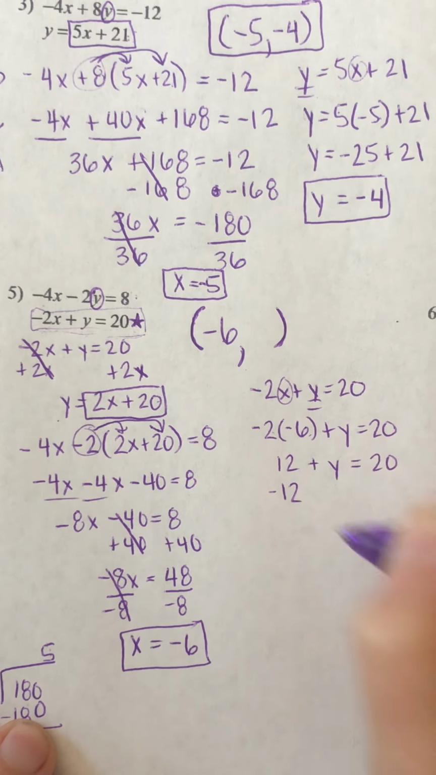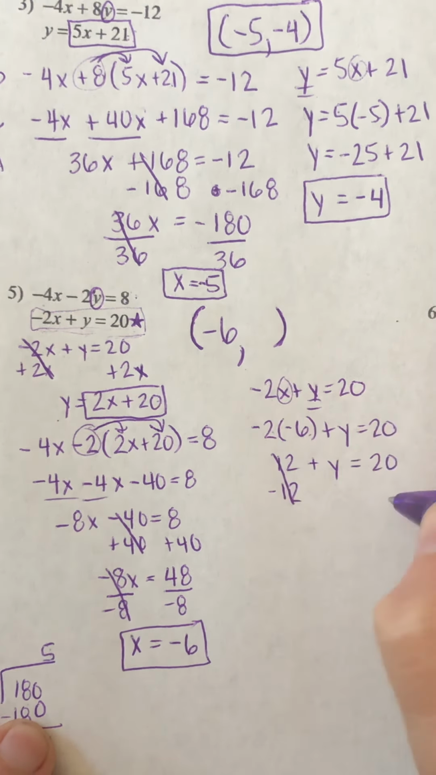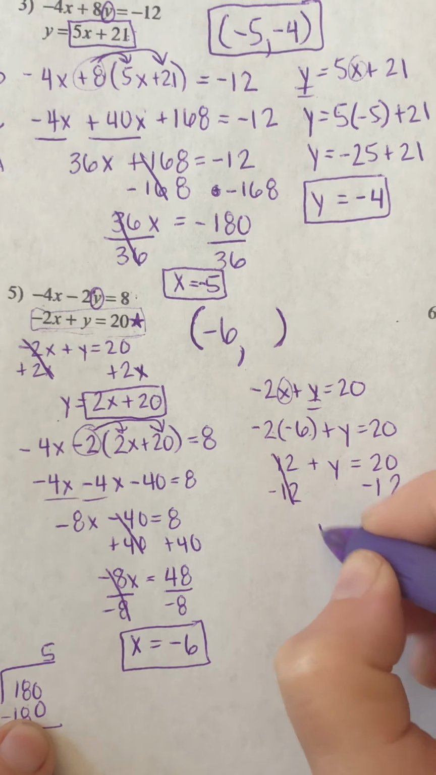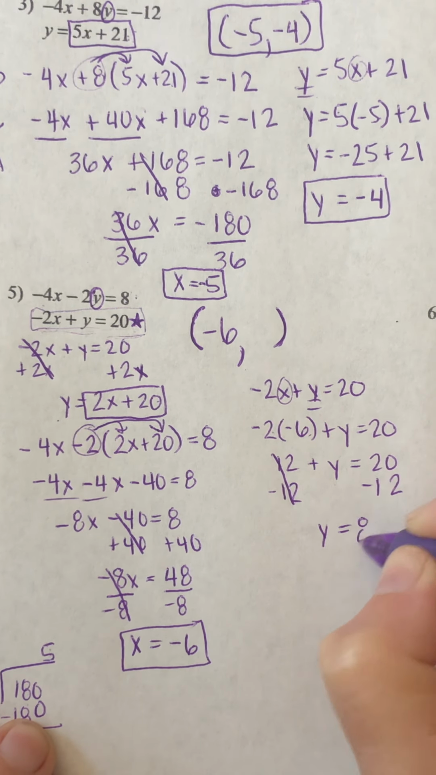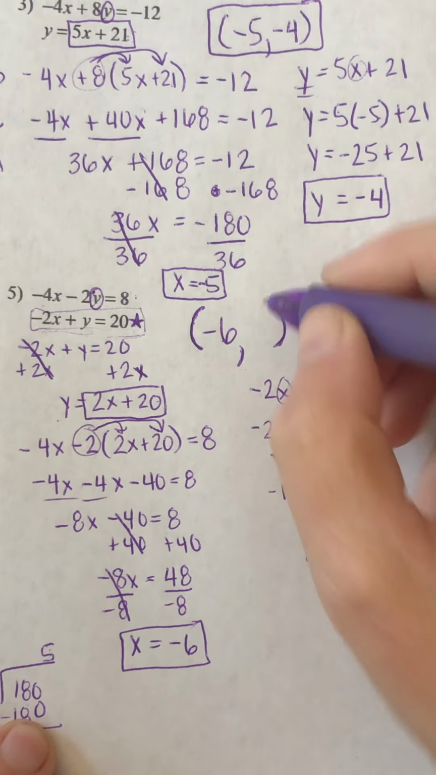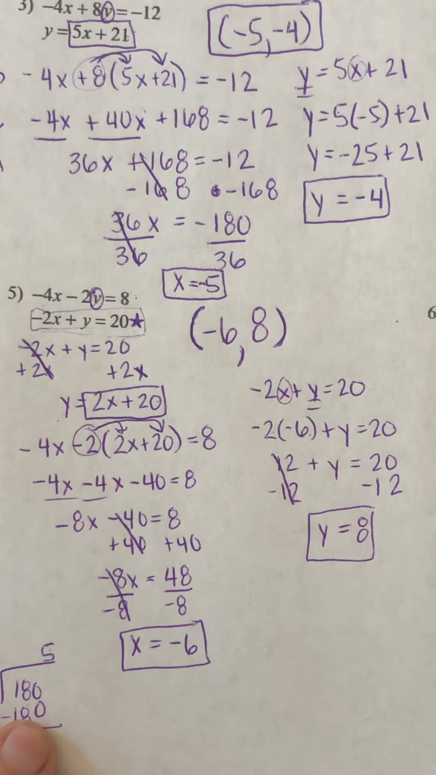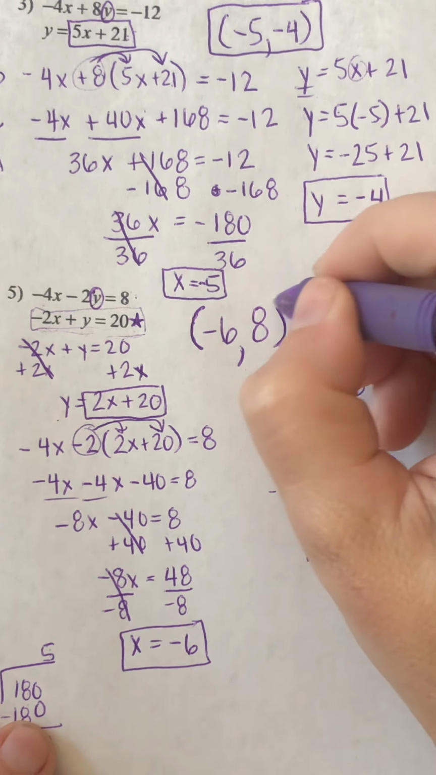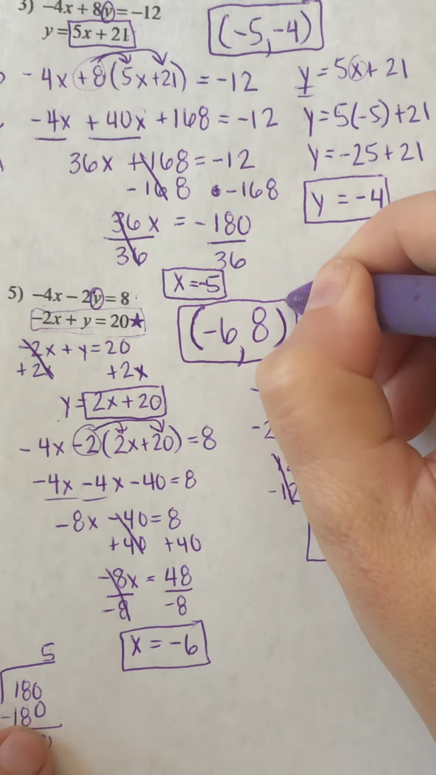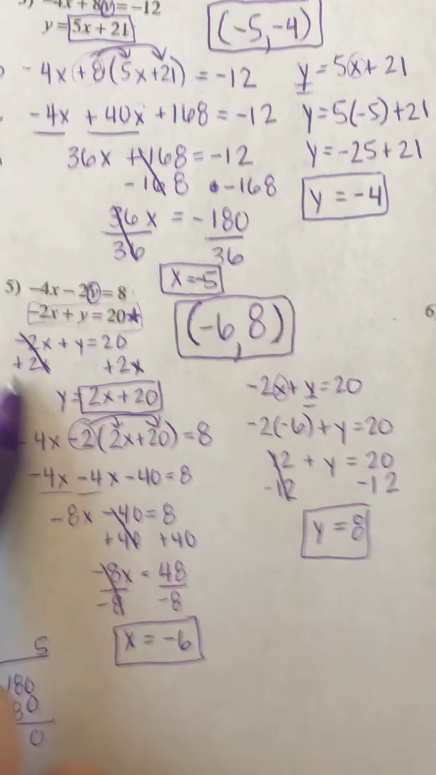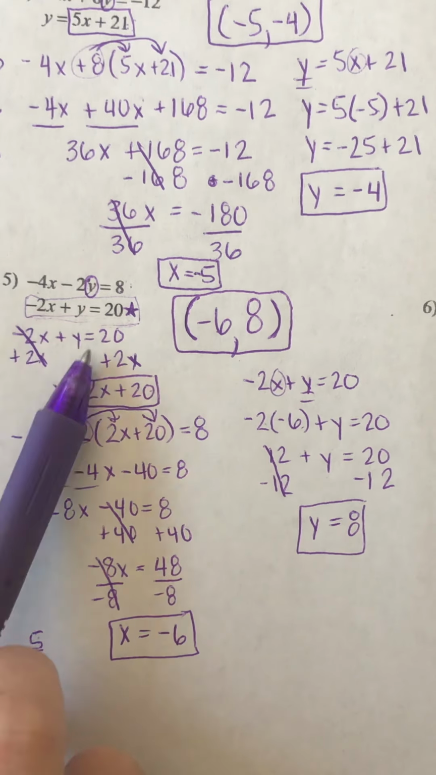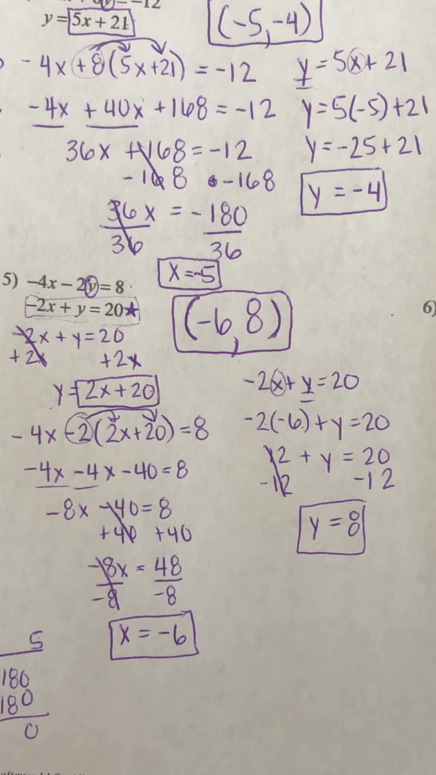And to finish solving, we will subtract 12 on both sides. We're going to end up with y equals a positive 8. That's our other part of our solution, and we are done with this problem. So really the only reason that it is a little bit harder is just this first step where you're going to have to solve for one of your variables first.